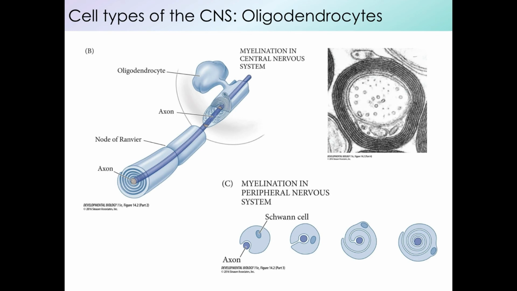In the peripheral nervous system, there is a similar cell type, the Schwann cell, which is derived from neural crest cells. And we'll cover neural crest cells in more detail during an upcoming lecture. But just like the oligodendrocytes, the Schwann cells insulate the axons of neurons that are located in the peripheral nervous system.